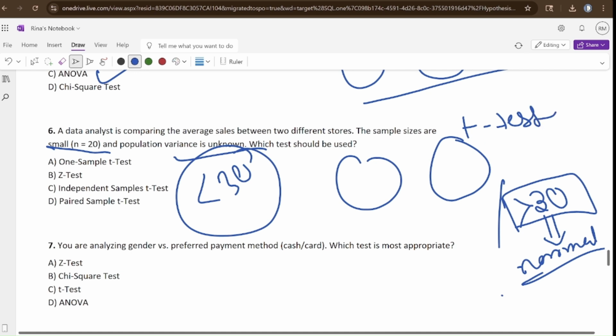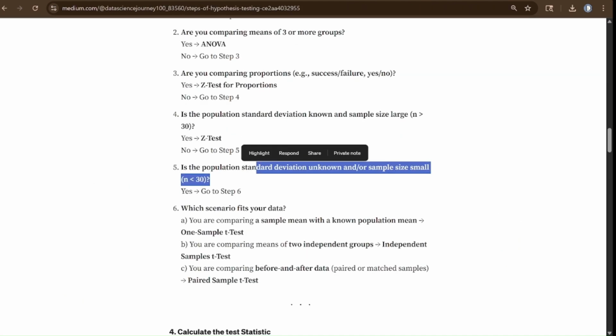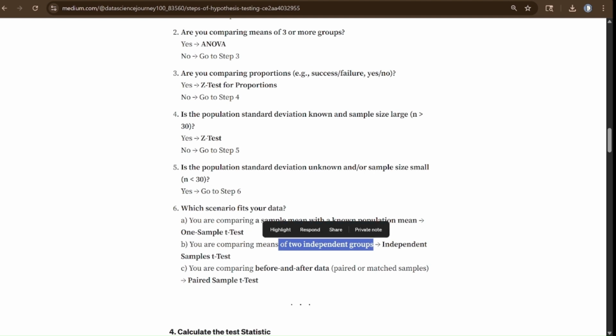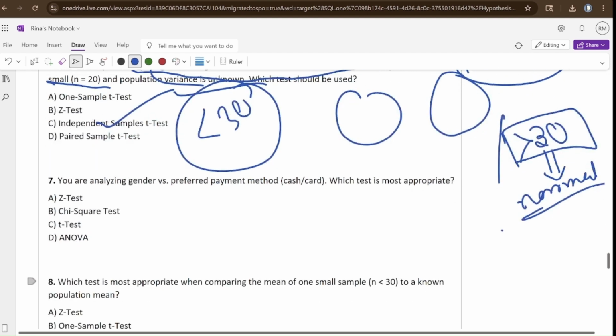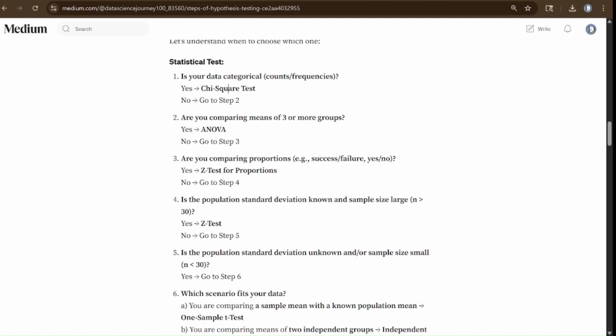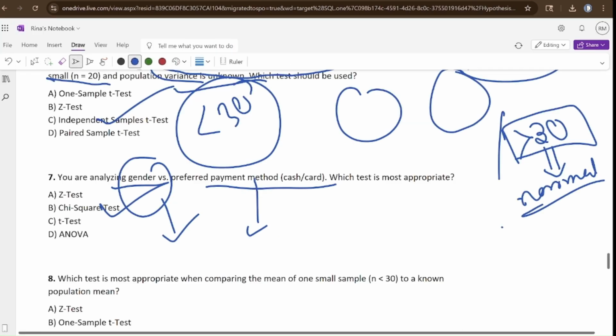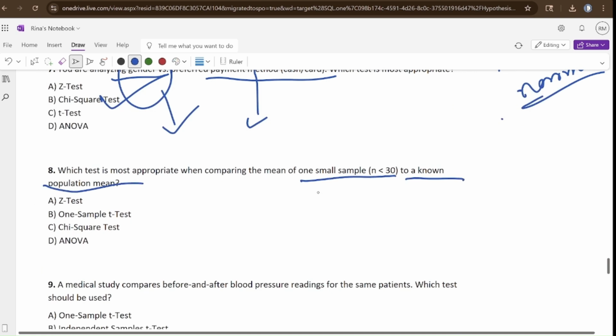And now in t-test, which one? See, you are comparing average sales of two different stores. So in t-test, you have to compare two independent groups. So, independent sample t-test. This one. Clear? Now you are analyzing gender versus preferred payment card. See, gender is categorical data, payment card is categorical data. So for categorical, no problem, chi-square. Go for chi-square.